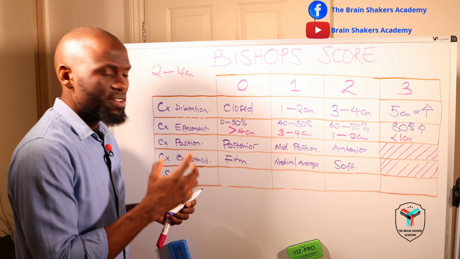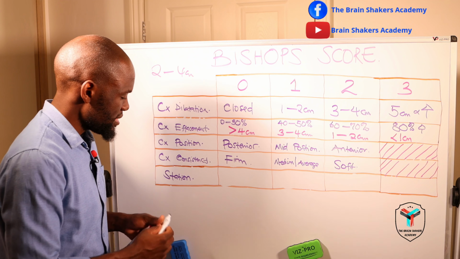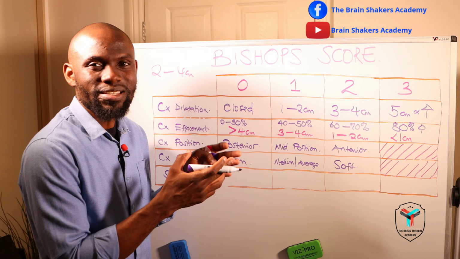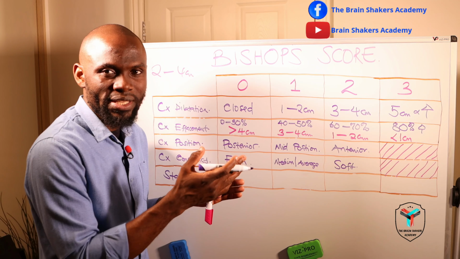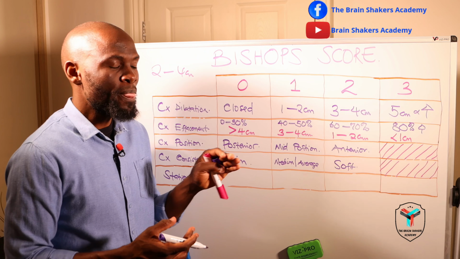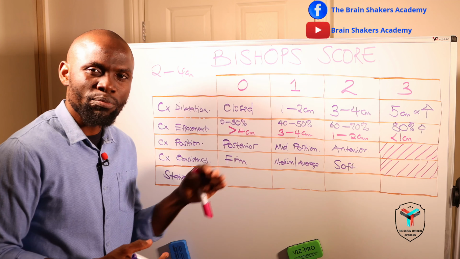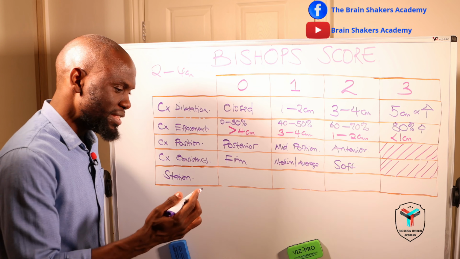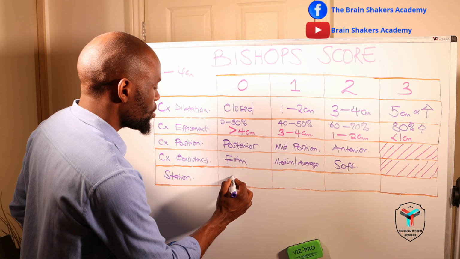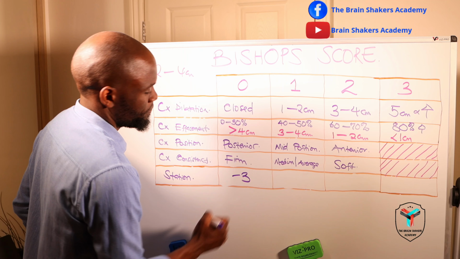Then we have the fifth parameter, which is the station. Now the station is just the presenting part in relation to the ischial spines. You want to know at what level the presenting part is. Is it above the ischial spines? Is it below the ischial spines? So anything that is at -3 and above will be scored a 0.